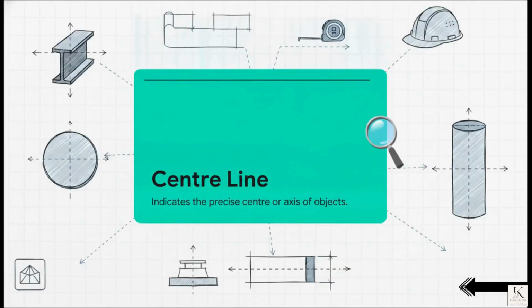And the center line, which is typically a long dash followed by a short dash, naturally acts as your precise guide for mapping out the exact axis or center of key objects. We use this so contractors know exactly where to align elements out there in the real-world 3D space.